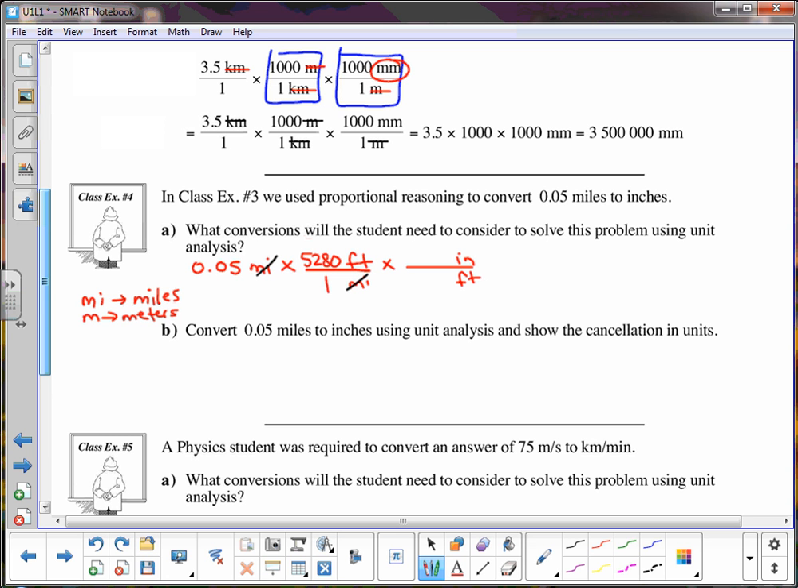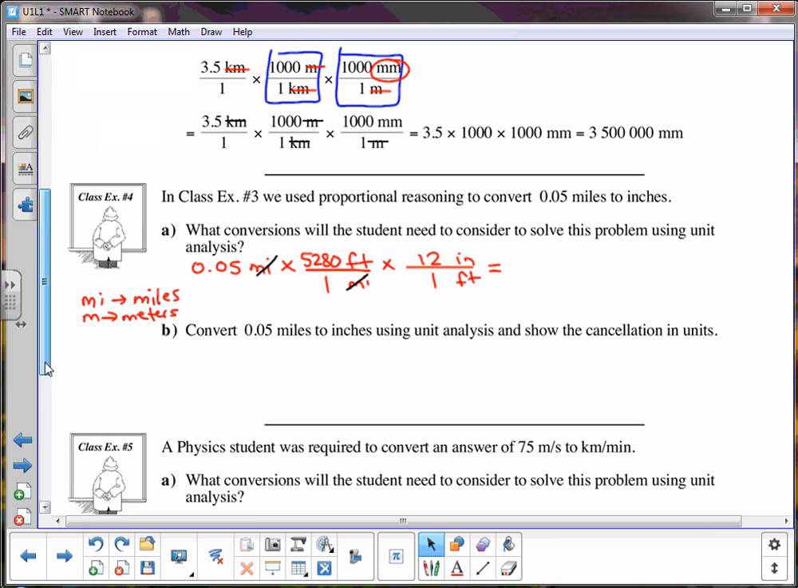We want feet to cancel, so we put it on the bottom. 1 on the numerator, 1 on the denominator. And then we look up the unit conversion. In 1 foot, how many inches is that? 1 foot is the bigger unit. We can look at our chart, and there's 12 inches in a foot. Most of you will know that.